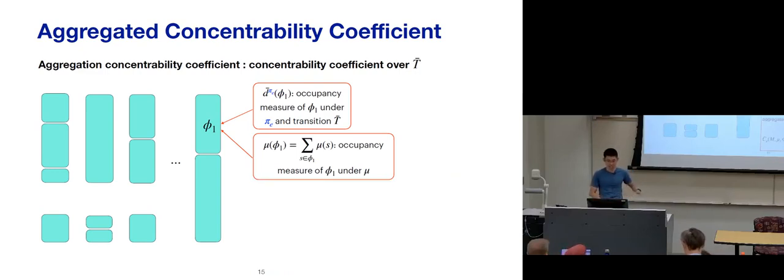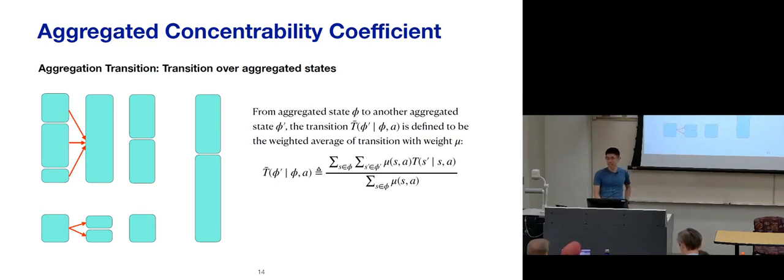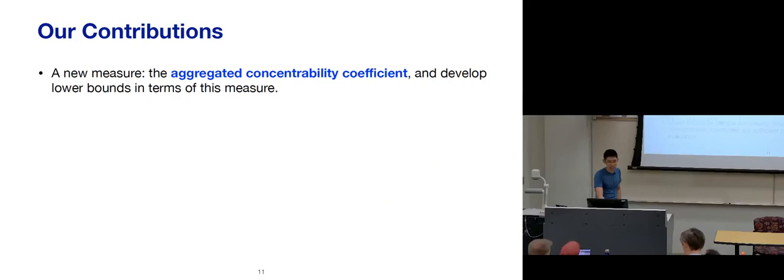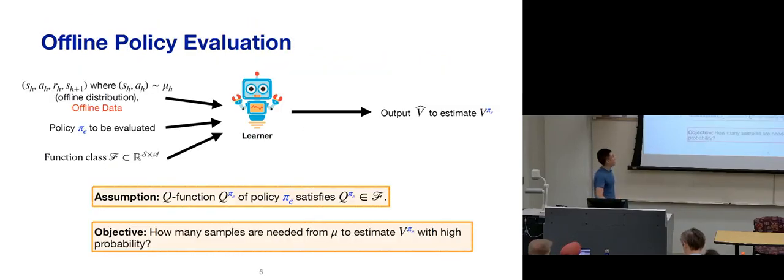This aggregated transition is defined here as the weighted average of the transitions. This mu is the offline data distribution, so this is given to the learner. If we go back, we know that the data generation process is that the offline distribution over S and A follows this mu.